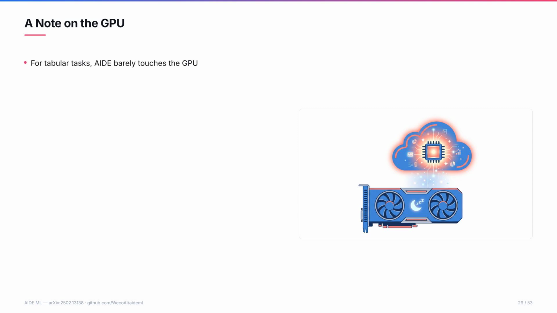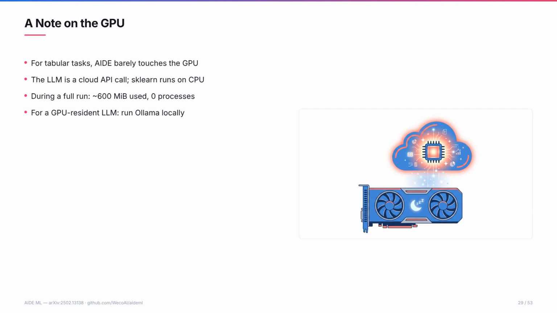For tabular tasks, AIDE barely touches it. The language model is a cloud API call, and scikit-learn and LightGBM run on the CPU in a couple of seconds. During a full run, nvidia-smi shows about 600 megabytes used and 0 compute processes. The 4090 sits idle. If you want the GPU actually working, run the language model locally with Ollama. A 30 billion parameter coder model fits comfortably in 24 gigabytes, and AIDE supports it out of the box.